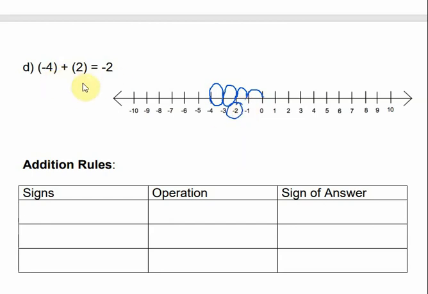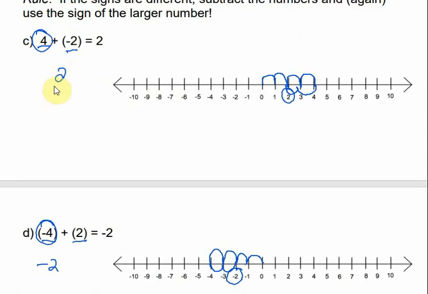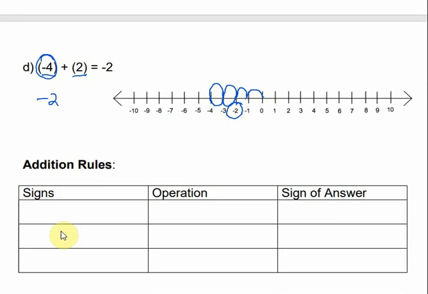Now, if we apply the rules, the signs are different, so that means we're going to be subtracting. We have a 4 and we have a 2. If I subtract 2 from 4, I get 2, but we use the sign of the bigger number, so my answer is negative. So this was similar to the one before it. We got 2 for our answer, but the bigger number was positive there, so my answer was positive. The bigger number is negative in D, so my answer is negative.